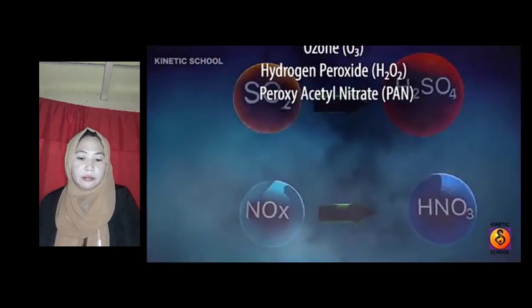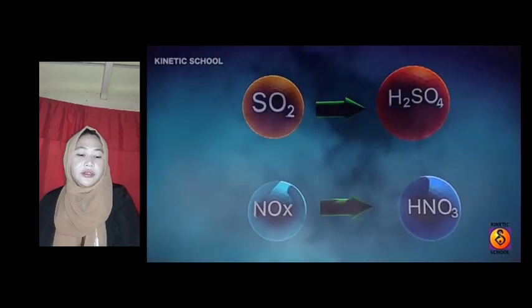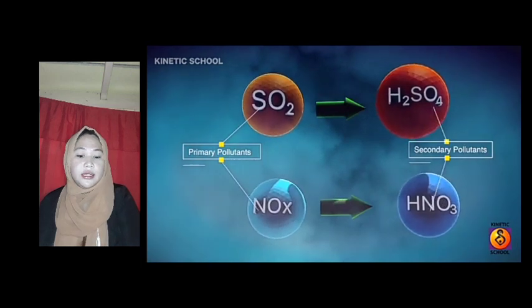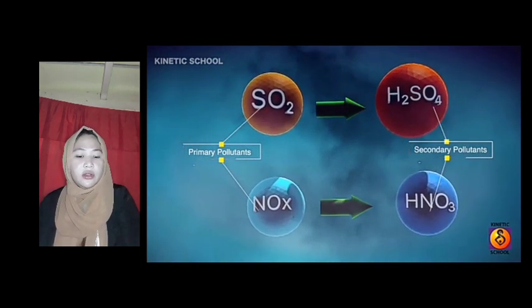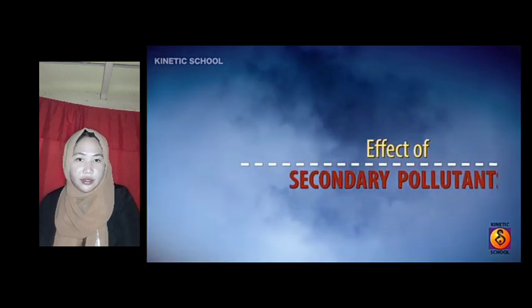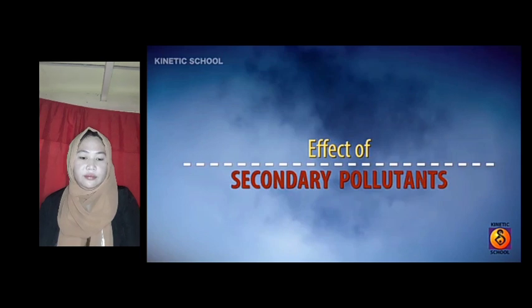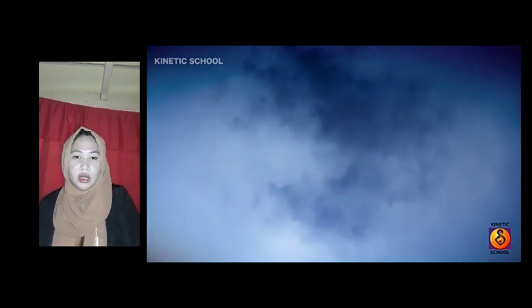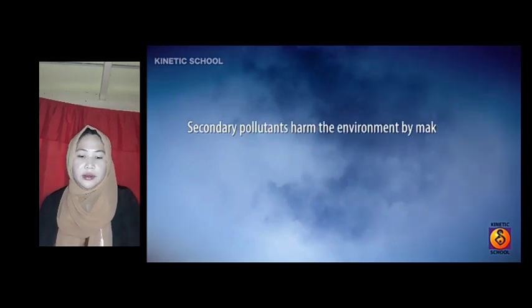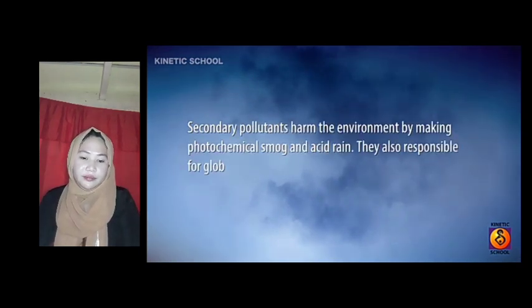Here is the difference. Secondary pollutants are sulfuric acid, sulfur trioxide, nitric acid, carbon dioxide, ozone, hydrogen peroxide, and peroxyacetyl nitrate. There it is, primary and secondary.